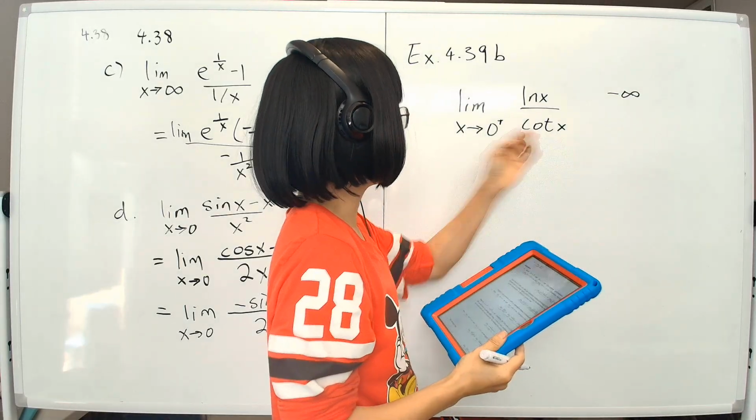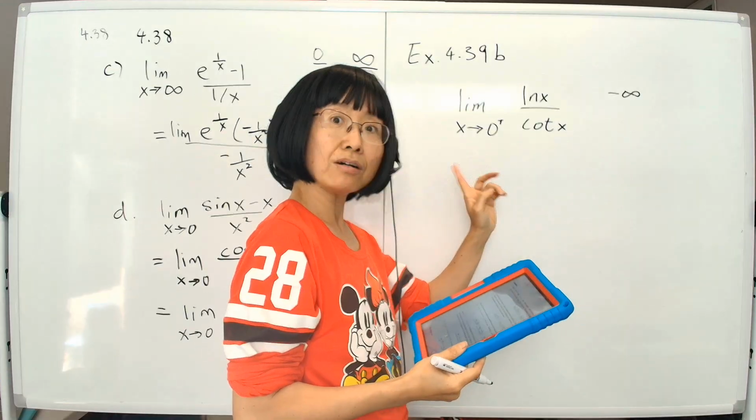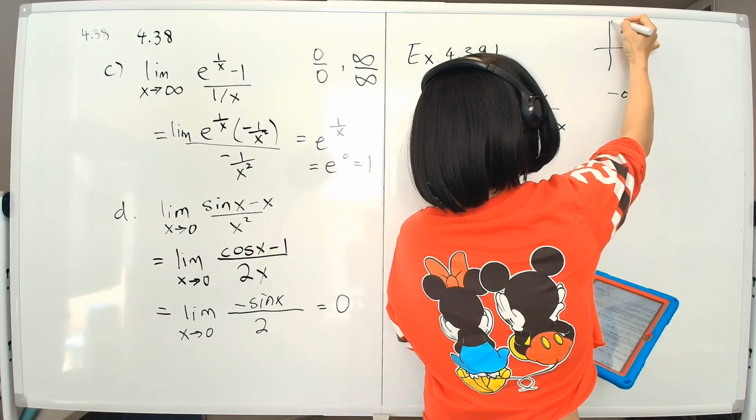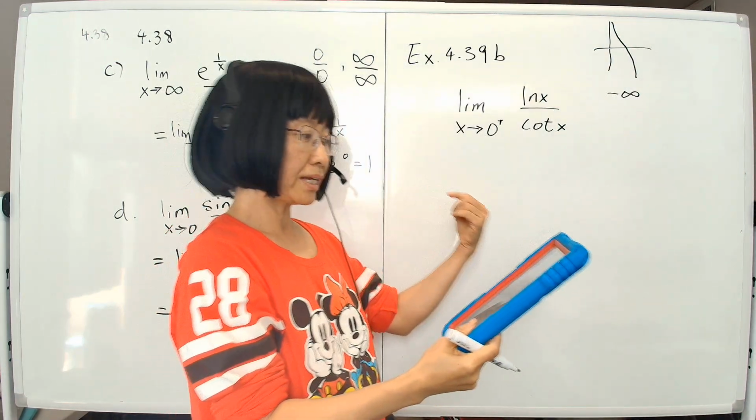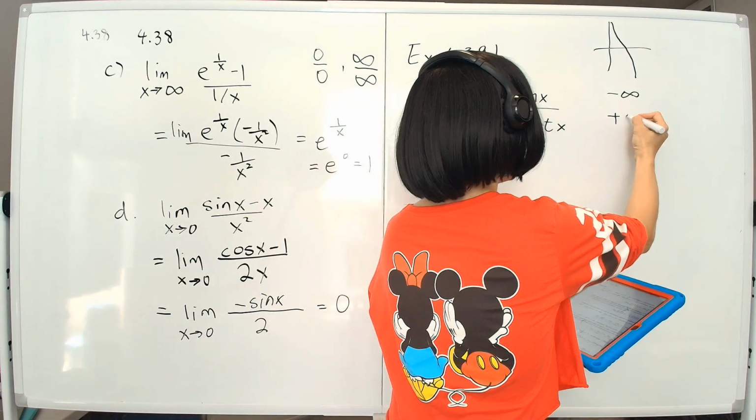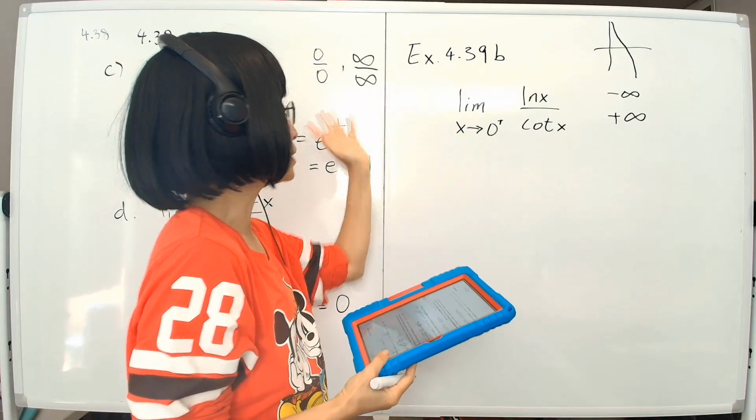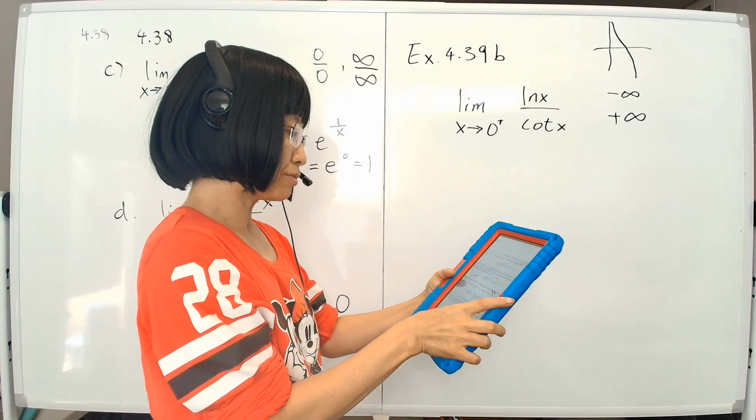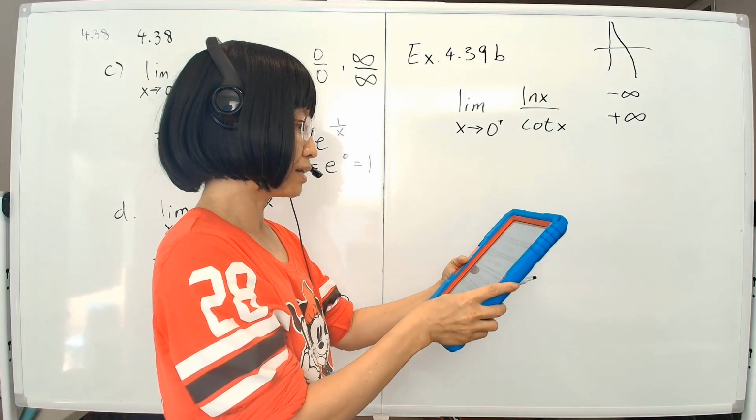Whereas the cotangent, as x goes to 0, let me show you, remember the cotangent graph goes like this. As it goes to 0, the cotangent goes to positive infinity. So as a result, it is the infinity over infinity case. It doesn't matter if it's positive or negative, L'Hopital's rule works. So then we apply L'Hopital's rule and take the derivative and come up with something.